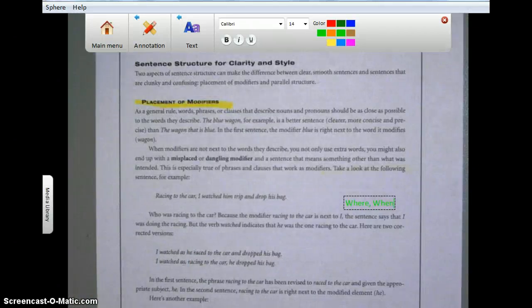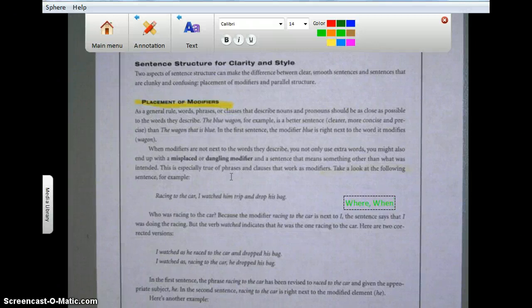Alright, we have placement of modifiers. As a general rule, words, phrases, or clauses that describe nouns and pronouns should be as close as possible to the words that they describe. The blue wagon, for example, is a better sentence. It's clearer, more concise, and precise than the wagon that is blue. In the first sentence, the modifier blue is right next to the word that it modifies.